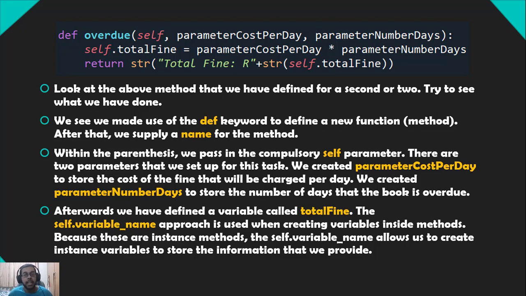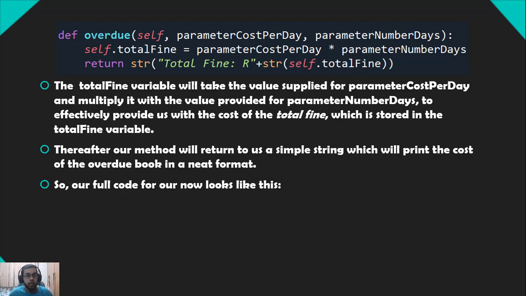Afterwards, we have defined a variable called total_fine. The self.variable_name approach is used when creating variables inside methods. Because these are instance methods, the self.variable_name allows us to create instance variables to store the information that we provide. The total_fine variable will take the value supplied for parameter cost_per_day and multiply it with the value provided for parameter number_days to effectively provide us with the cost of the total fine, which is stored in the total_fine variable. Thereafter, our method will return to us a simple string which will print the cost of the overdue book in a neat format.